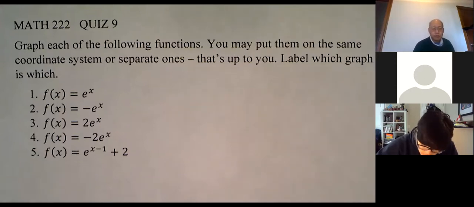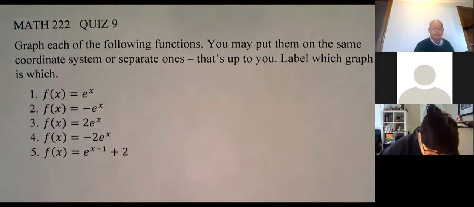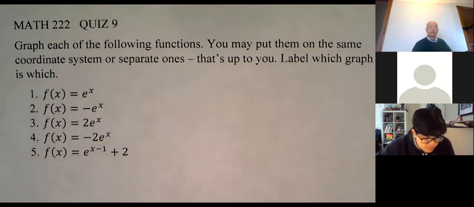So it's up to you. You can put them all in the same graph, although it gets kind of crowded. Or you can put 5 different graphs, or maybe you can put 2 of them together. Like you want to put 1 and 2 together, and 3 and 4 together, and 5 separate. That's completely up to you. But you must label which is which. So when you graph it, put or circle, this is 1, this is 2, this is 3, this is 4, this is 5, and so on.